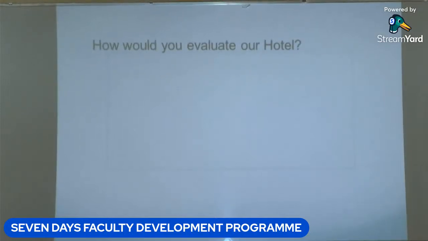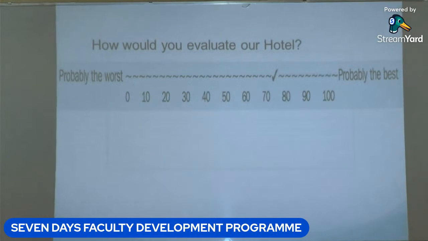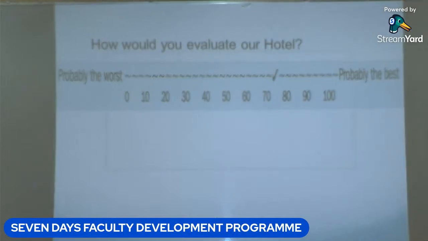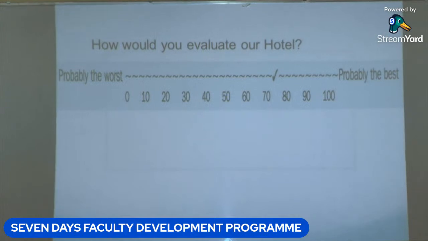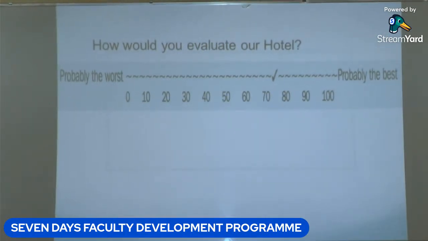How do you evaluate our vote? So in that, probably the worst and probably the best. So only two extremes. Okay. Then the points are from 0 to 100, and they have to mark on that line. It is like a graphic scale, because you have a scale represented with this graph.